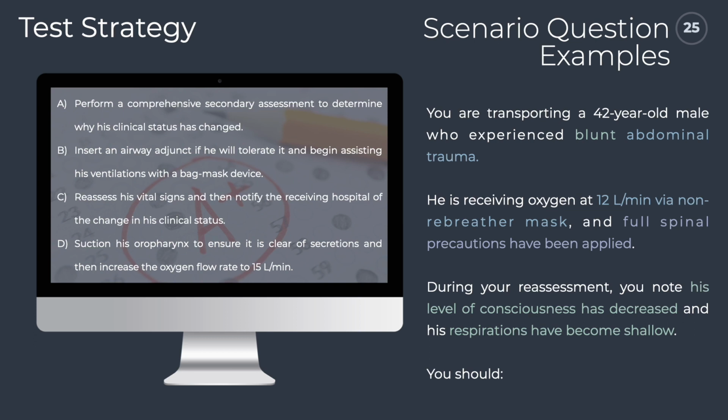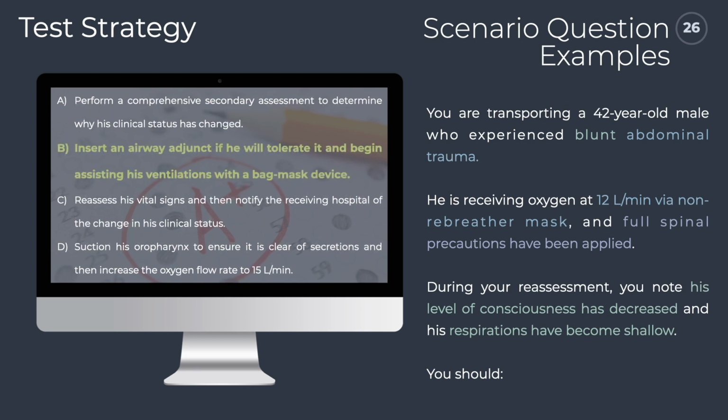We mark this as secondary information because, as you will see, this question has nothing to do with the possible spinal injury. We marked as keywords and phrases the descriptors that the trauma is blunt as opposed to penetrating. And we have marked that mental status has decreased and respirations have become shallow. These are key indicators that the correct answer is B. Insert an airway adjunct if he will tolerate it and begin assisting his ventilations with a bag mask device.